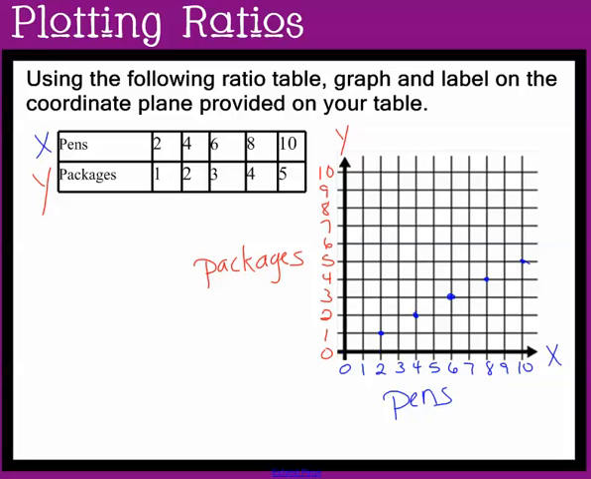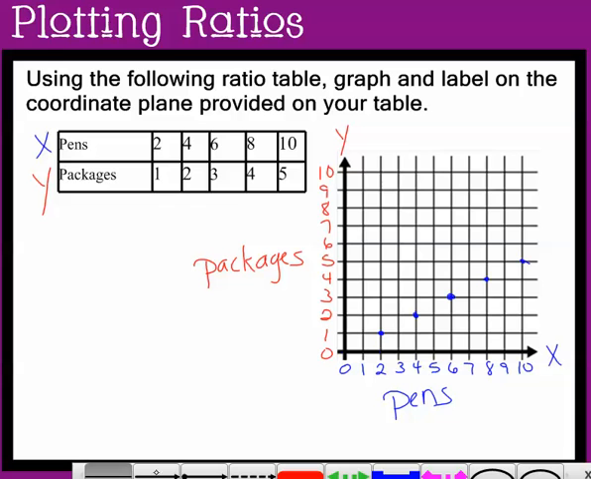Okay. So then we can connect these starting at 0, 0. Always use a ruler when you're graphing so you have a nice neat line. And we can see that representation both in the table now and on the graph.